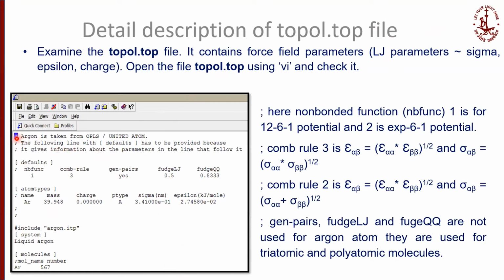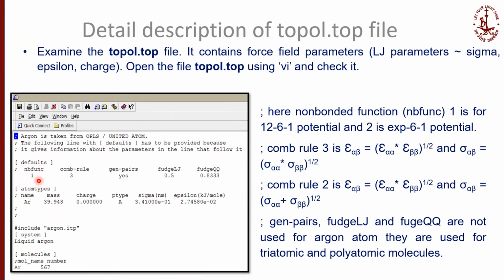Whatever is given after a semicolon is a comment, so that will not be taken into account. Whatever is not after a semicolon is the term that will be taken into account. So what is written here? NB function. NB function means non-bonded function.